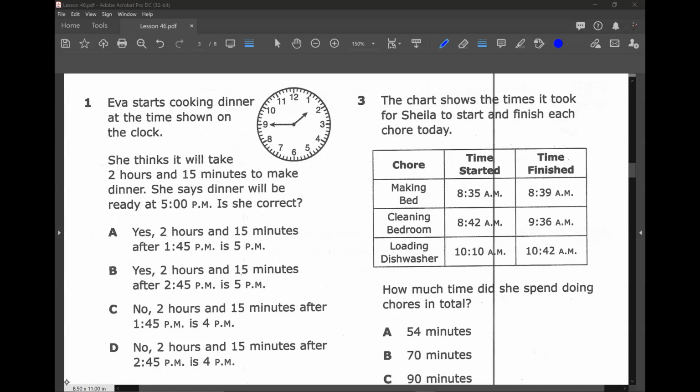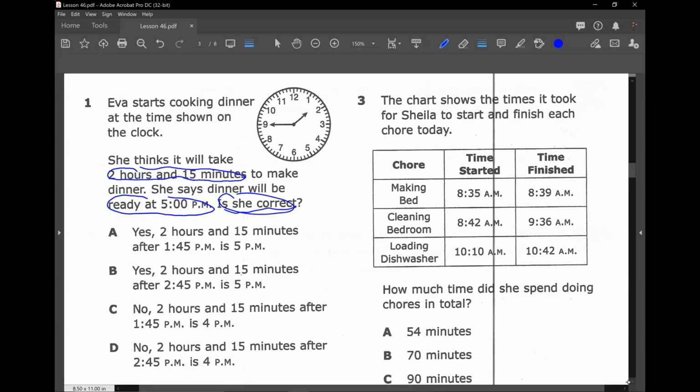Eva starts cooking dinner at the time shown on the clock. She thinks it will take 2 hours and 15 minutes to make dinner. She says dinner will be ready at 5 p.m. Is she correct? So we want to know, is she correct? So she thinks it will take 2 hours and 15 minutes to make dinner. She says dinner will be ready at 5 p.m.